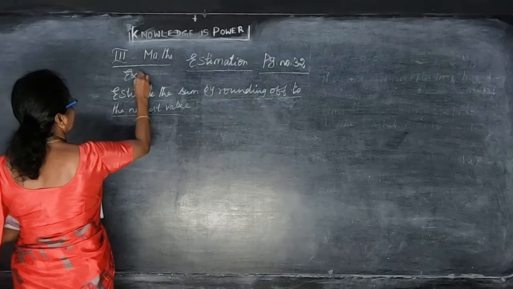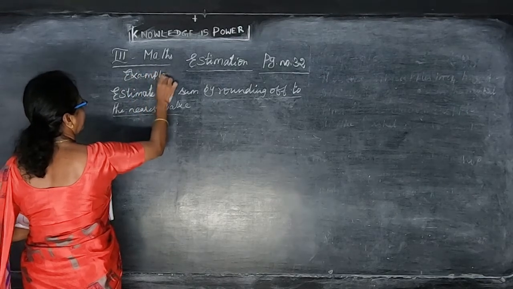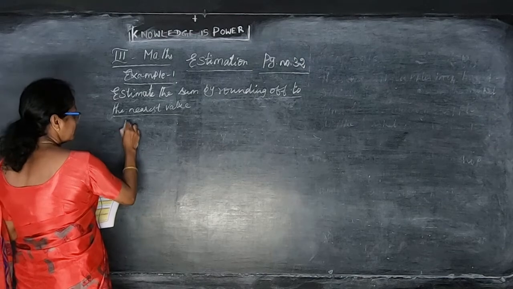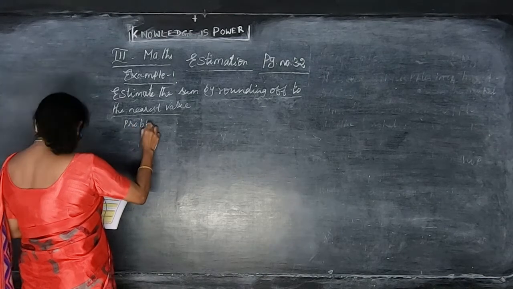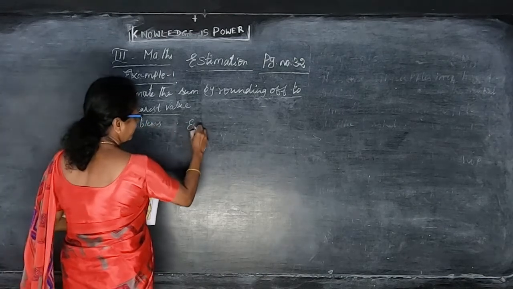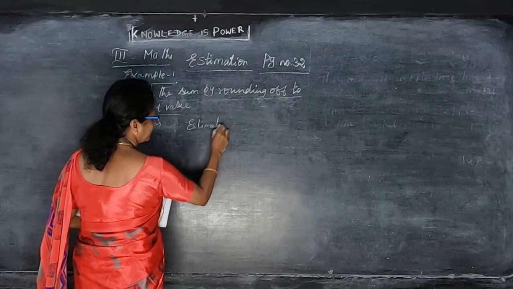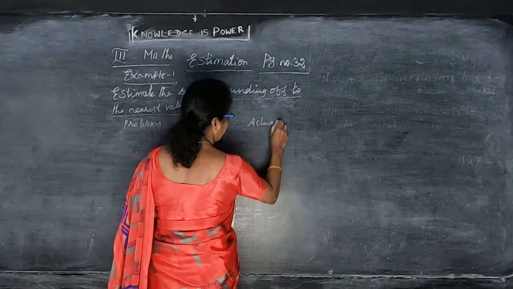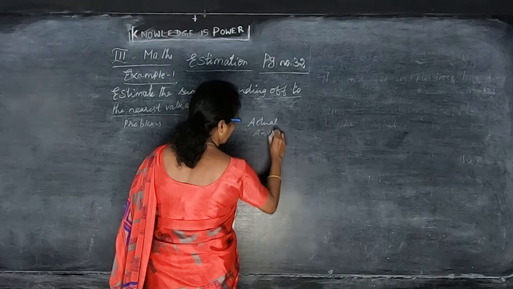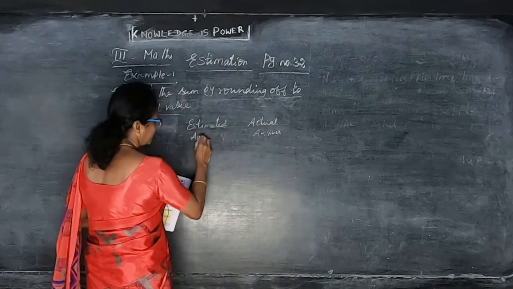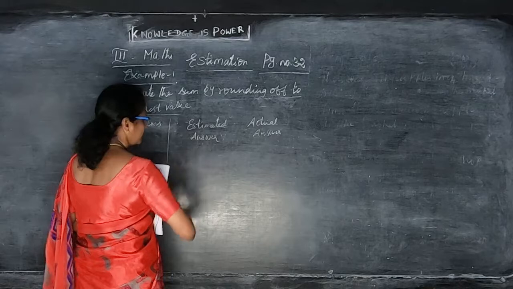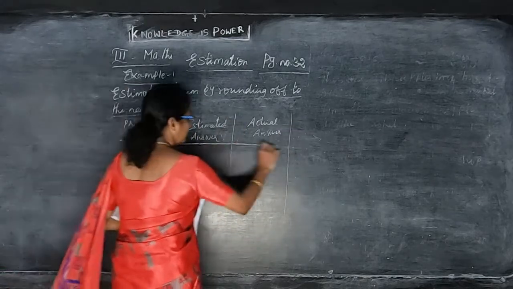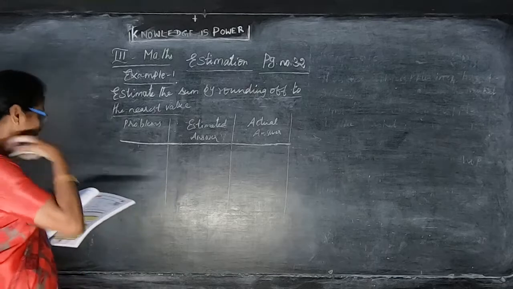Example 1. So in this they are given problems. இங்க problem கொடுத்திருக்காங்க. You have to write estimated answer and here is the actual answer. Actual answer and estimated answer. They are given the column like this. Okay, so what's the problem they are given?